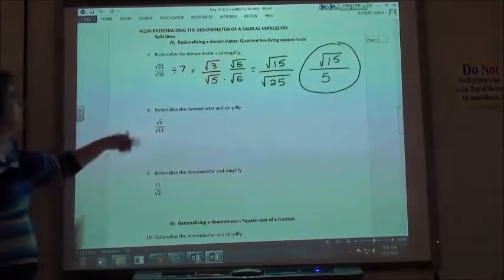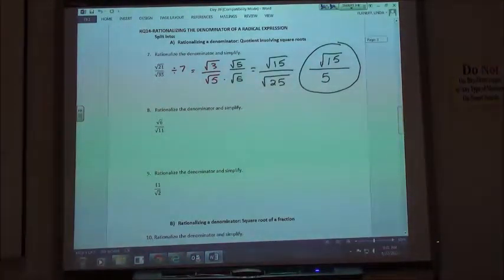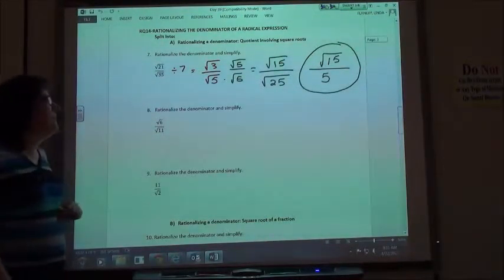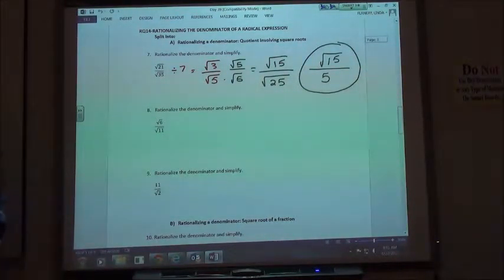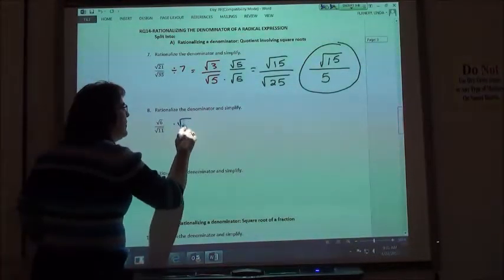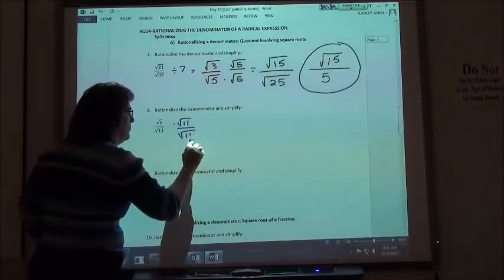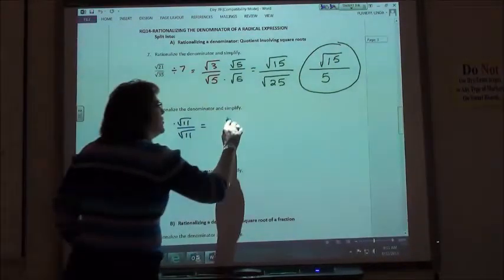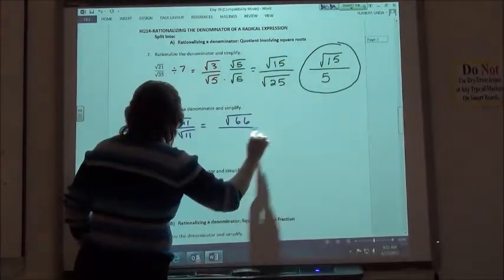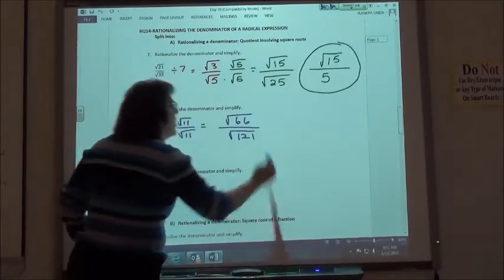Number 8, I want to rationalize the denominator and simplify. In this case, I have the square root of 6 over the square root of 11. I can't do any reducing, so I just want to rationalize the denominator by doing what? Taking them both times the square root of 11. So I'm going to get the square root of 66 over the square root of 121.